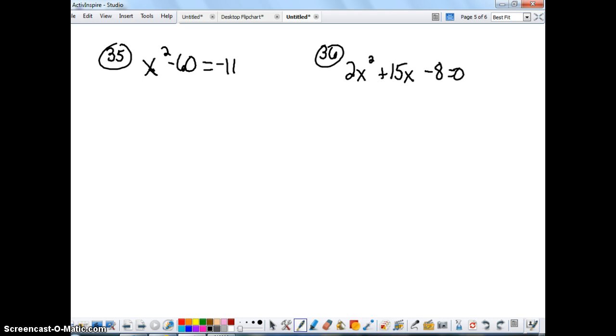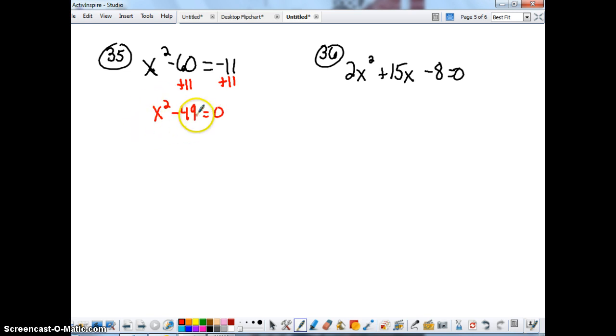So really for us, that means we're going to factor this. For number 35, we have x squared minus 60 equals negative 11. We know that we've said we're always going to set this equal to 0. So the first thing I'm going to do is add my 11 to both sides. That gives me x squared minus 49 is equal to 0. I now need to factor that.